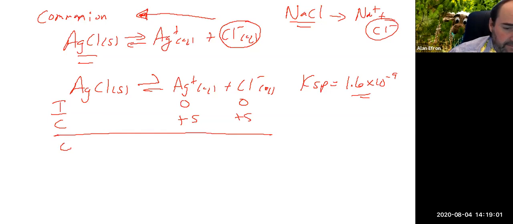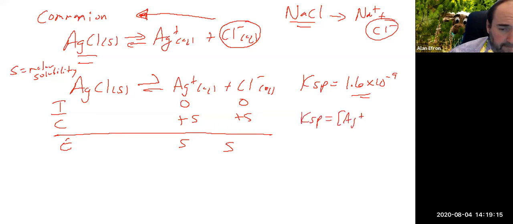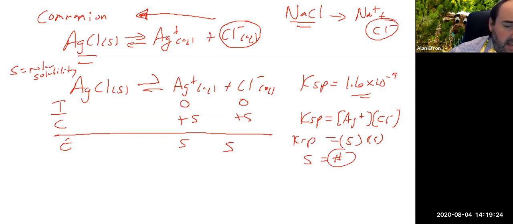And again, what S represents is the molar solubility. And again, what we do is just go into our expression, and that would give us S times S equals the KSP. And then you could solve for S, whatever number that gets. And that number that you get in terms of S would be the molar solubility in moles per liter.